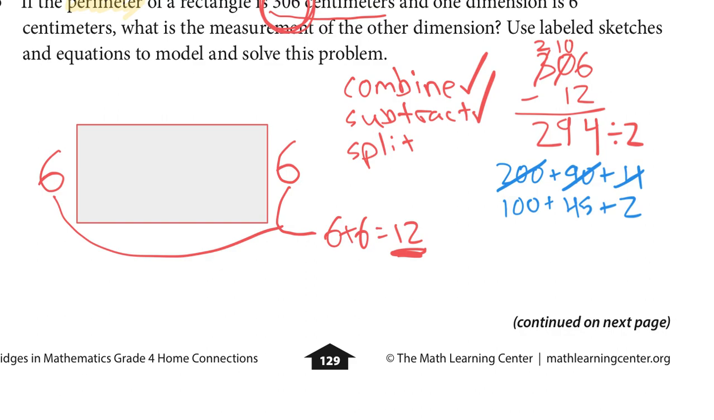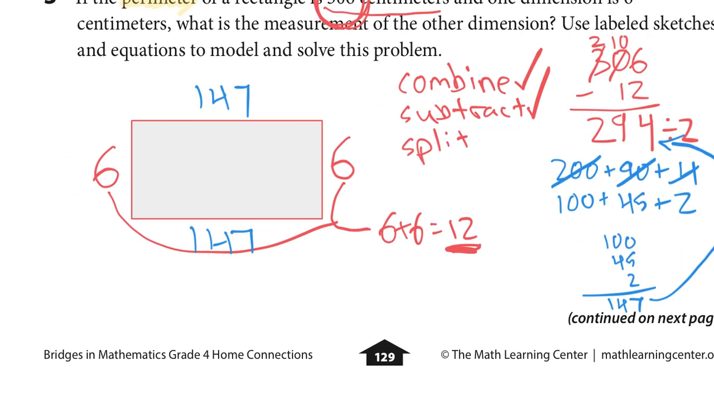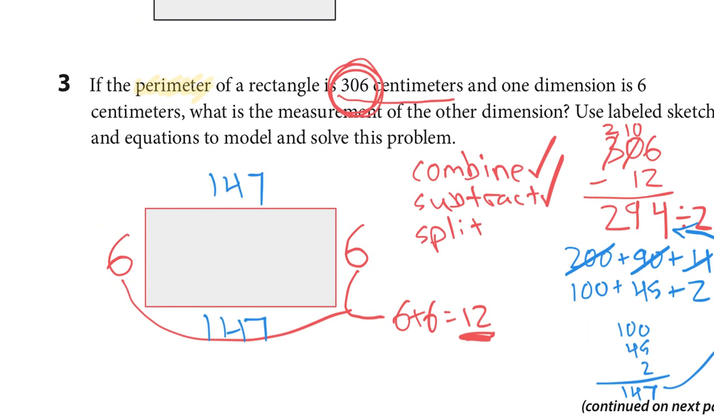So if I just add up these numbers, 100 plus 45 plus 2, I would have 147, and that is half of 294. So this is 147. This is 147. Now I know all the dimensions of this rectangle, and it only needed us to know what one of them was. Okay, because we needed to know its width, and we needed to know the length. The end.